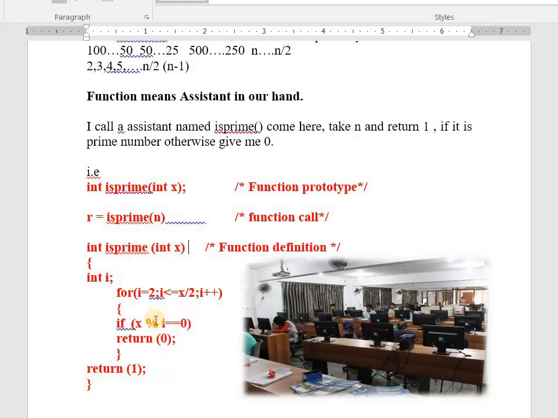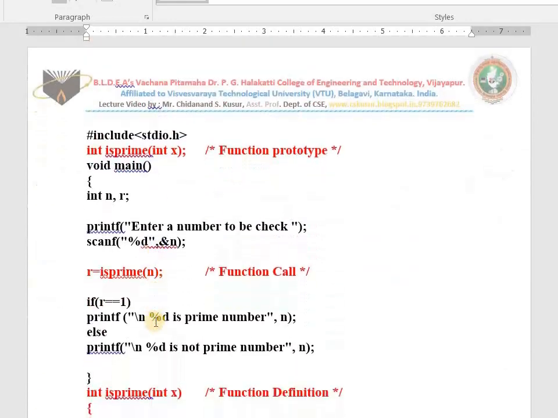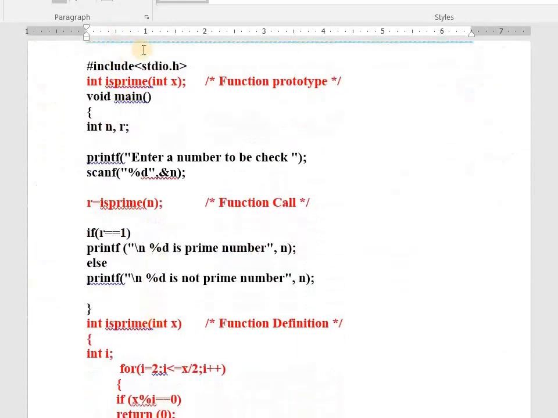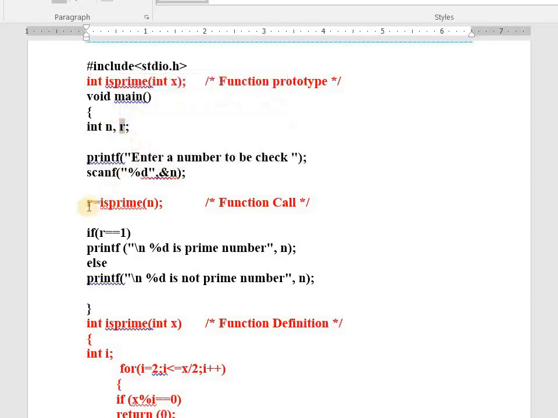Once again, see it. I don't have time. I have to complete it early now. Now I explain the program. Now the program is nothing for you. It is a very easy program now. Hash include stdio.h. Before starting main, we inform the machine that I am writing my own function called is prime. It takes one input. It gives me one value of the type integer back, and a semicolon is required. Very good. We need two variables. One is n to store the entered number. One more is r to store the returned value.